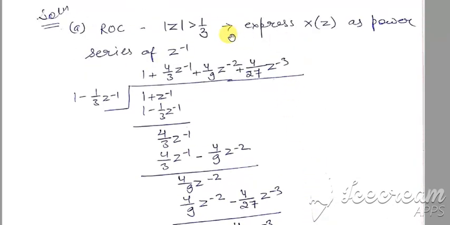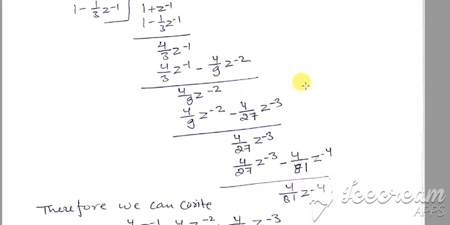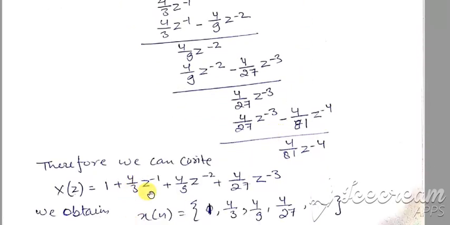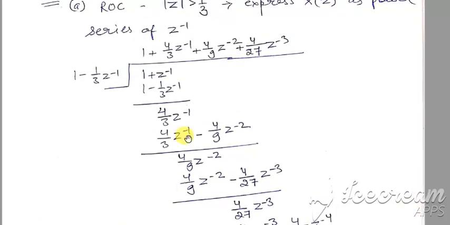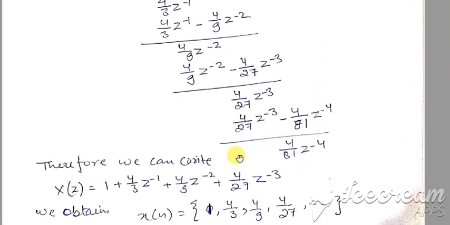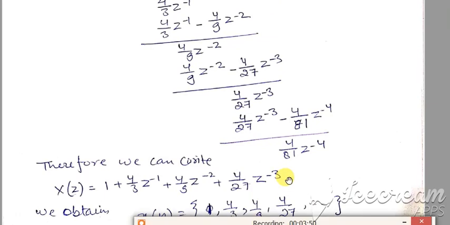Here we get this series. This is X(z) in the form of z^-1. So we have written X(z) here. X(z) is equal to 1 plus 4/3 z^-1 plus 4/9 z to the power minus 2 plus 4/27 z to the power minus 3, and so on up to infinity.